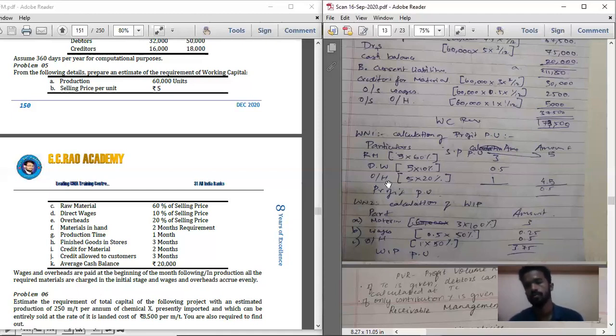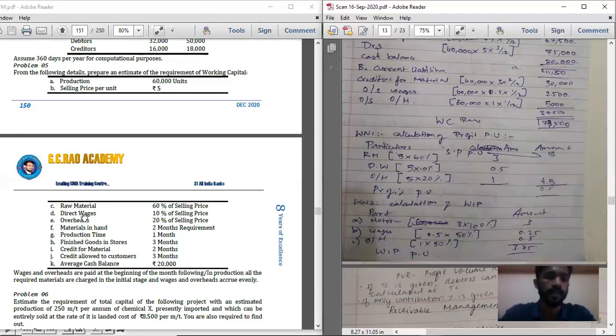Below that, now total it. 5 minus 4.5 is equal to 0.5. What is that 0.5? It is profit, so profit per unit. So selling price is 5 and total cost is 4.5, so profit is 0.5. With this we have calculated the cost of finished goods and the cost of raw material.